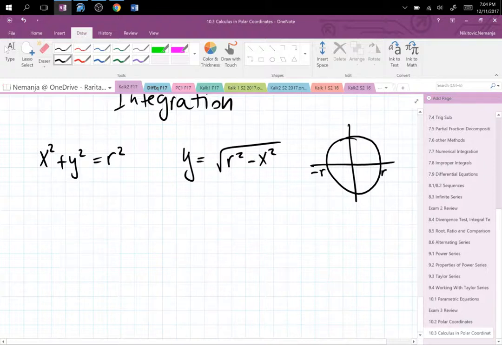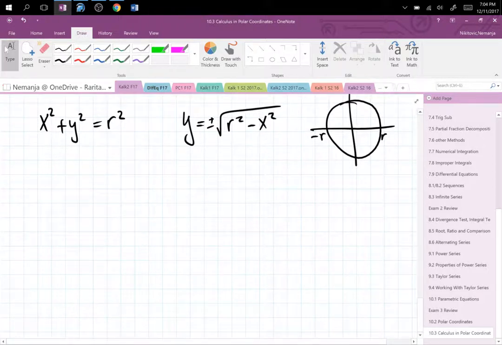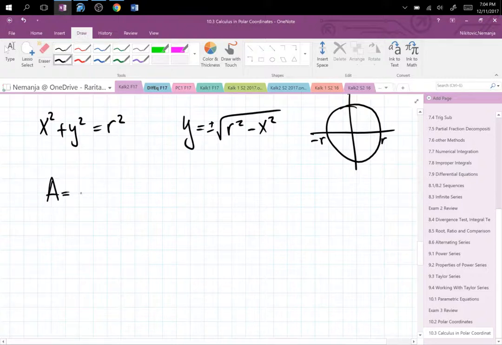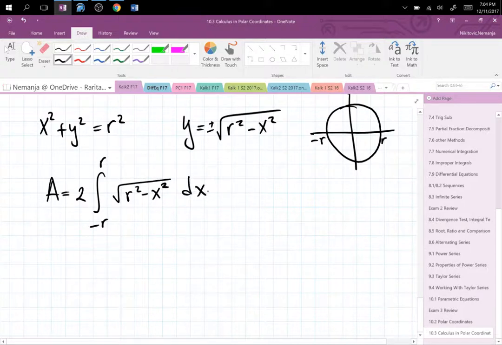And then you have to integrate that, so you integrate only the top portion. Oh, I forgot the plus and minus here. So you integrate only the top portion, which is using the plus of the formula, and you multiply by 2. So the area of the circle would be 2 times the integral from negative r to positive r of the square root of r squared minus x squared dx. How do we integrate this?